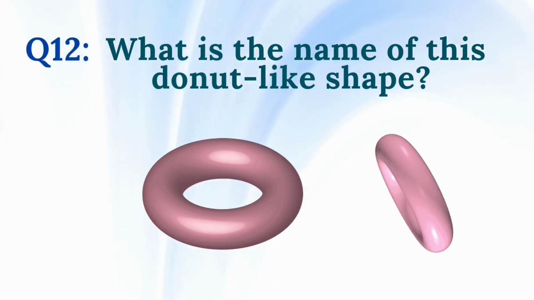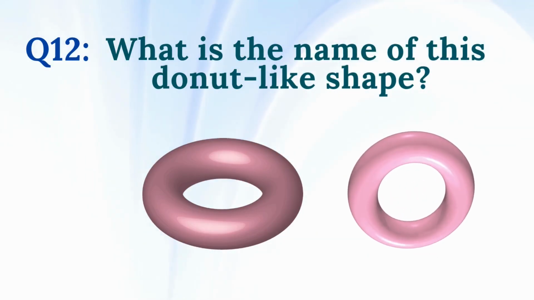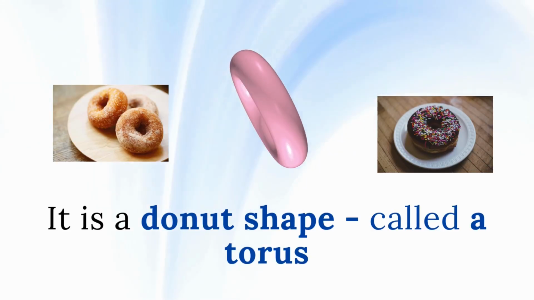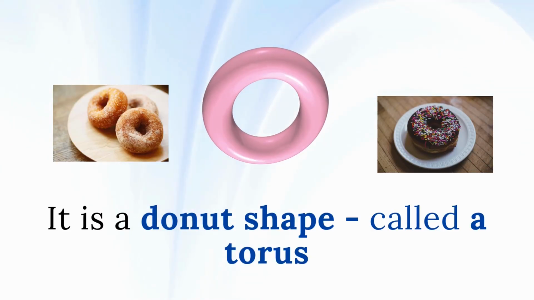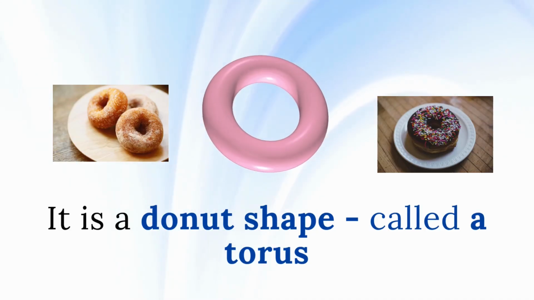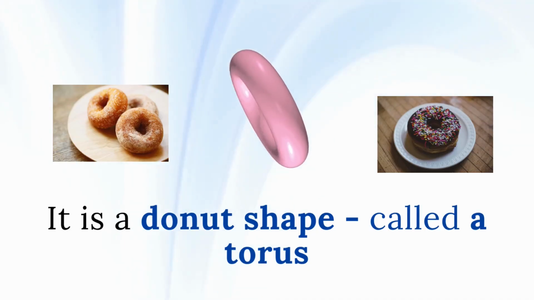What is the name of this donut-like shape? It is a torus! Amazing! A torus is shaped like a ring or donut with a hole in the middle.